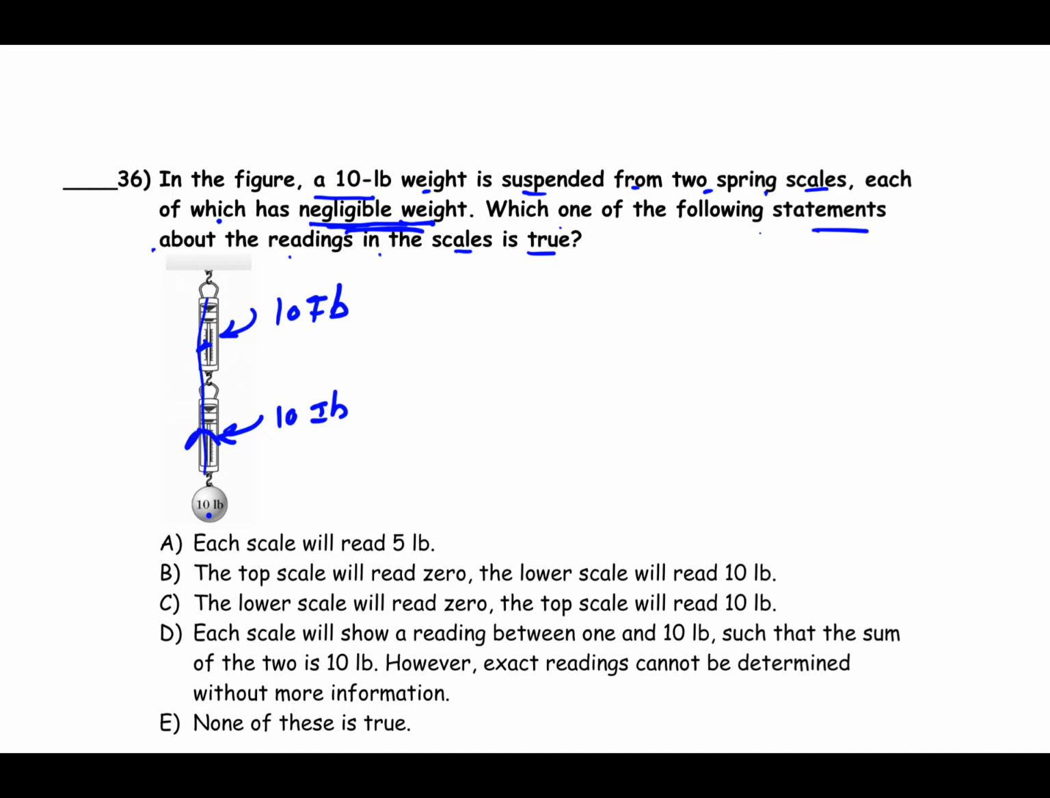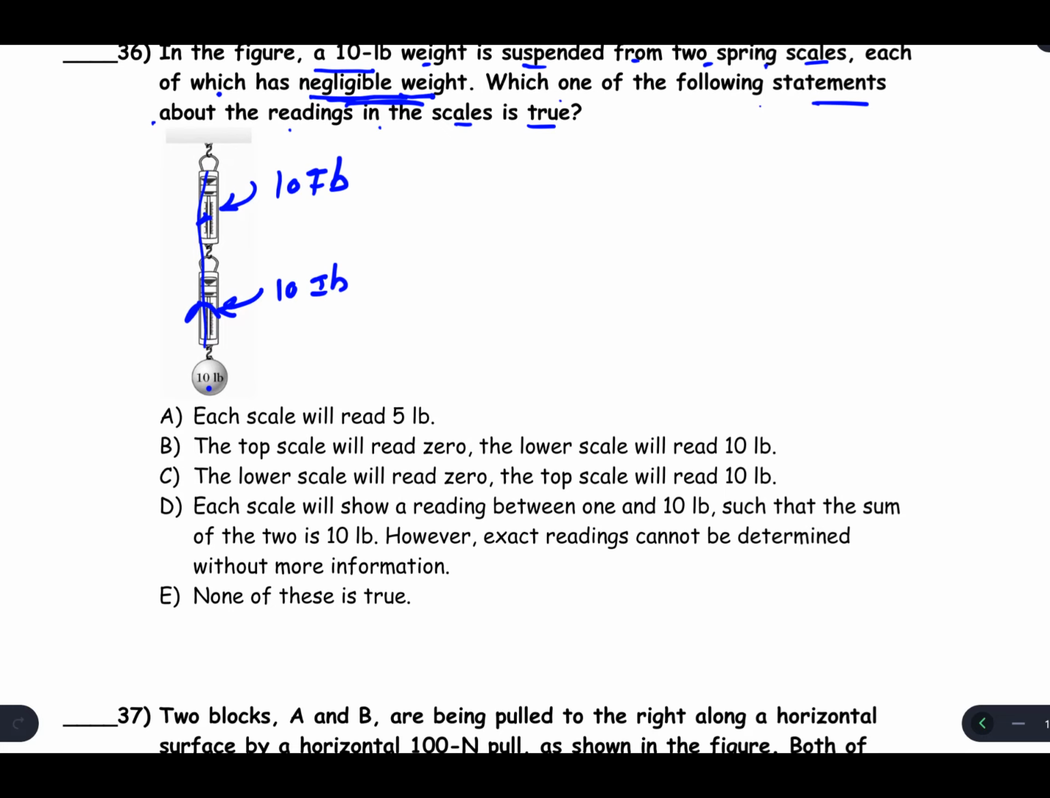Imagine there is a wire here instead of scales with negligible weight. So each scale will read 5? Wrong. The top scale will read 0 and the lower will read 10? Why? The lower will read 0 and the top will read 10? Why? Each scale will show a reading between 0 and 10 such that the sum of the two scales is 10? No. Exact reading cannot be determined? No.